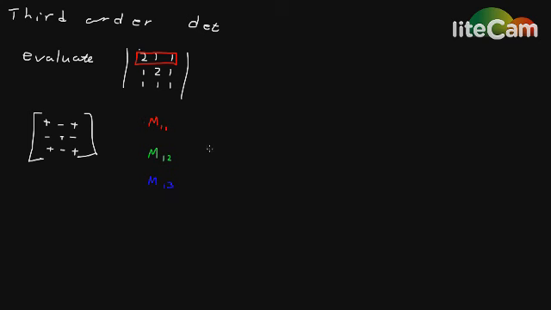Okay, so minor 1, 1 is remember the determinant of the matrix left behind when we delete row 1 and column 1.